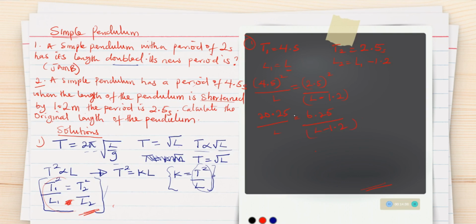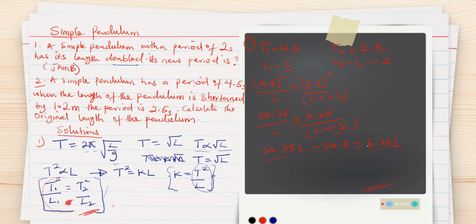So can I cross multiply? Can cross multiply. So that means I will have 20.25 times L minus 1.2. Now let me quickly do that in the calculator. 20.25 times 1.2 is going to give me 24.3. So that's equal to this 6.25 times L, which will be 6.25L.